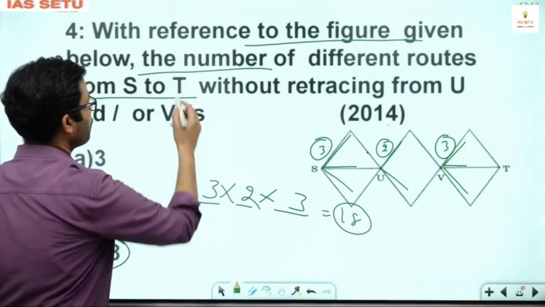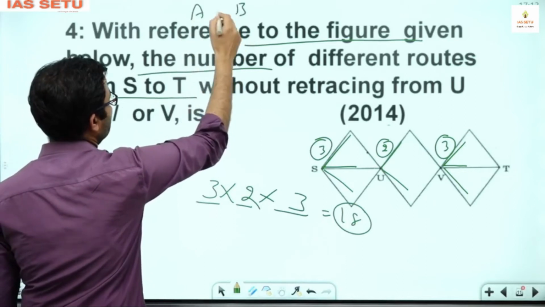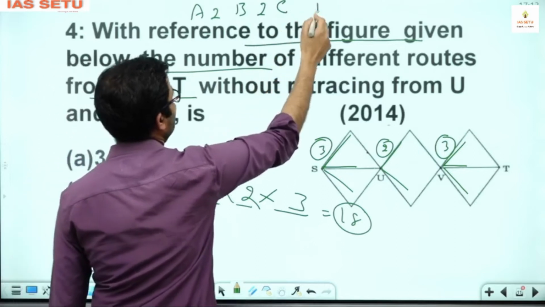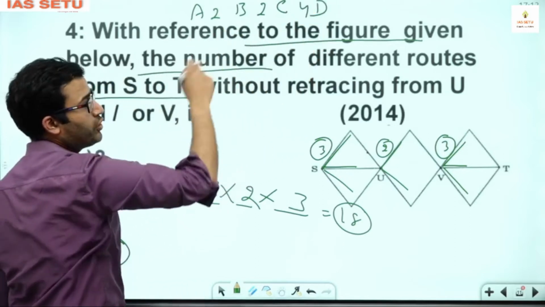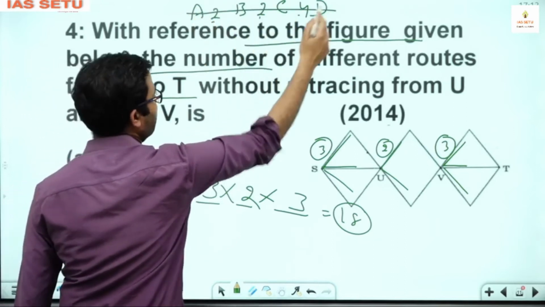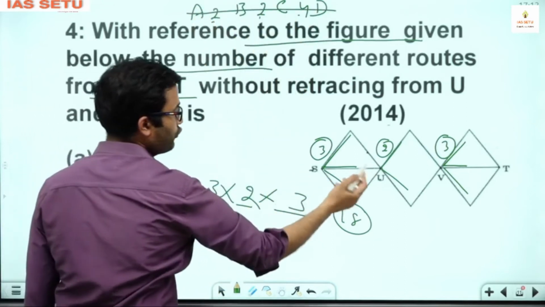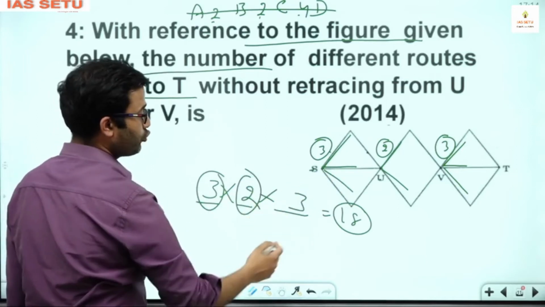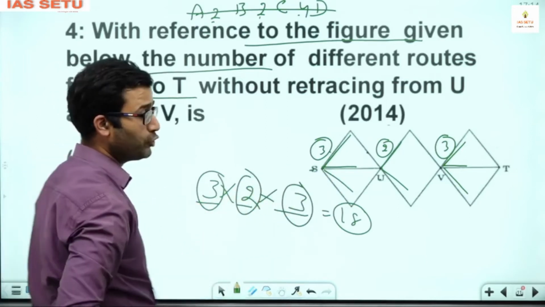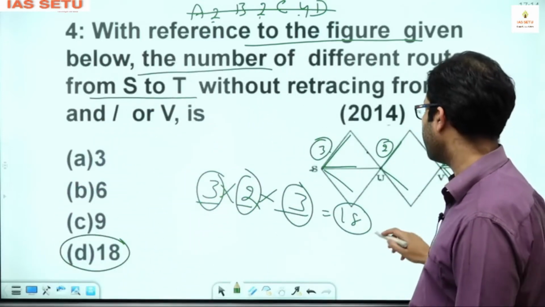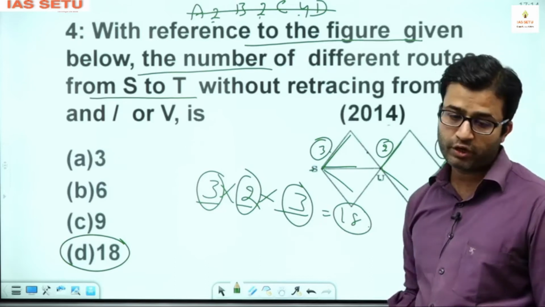See here, if you have to go from place A to B, you have 2 routes, for example. B to C, you have 2 routes. C to D, you have 4 routes. A to D, how many routes will there be? 2 into 2, 4. 4 into 4, 16. Same. S to U, we have 3 routes. U to B, we have 2 routes. B to T, we have 3 routes. Multiply. 3 into 2, 6. 6 into 3, 18. So the number of routes is 18 here. Question number 4, 18.